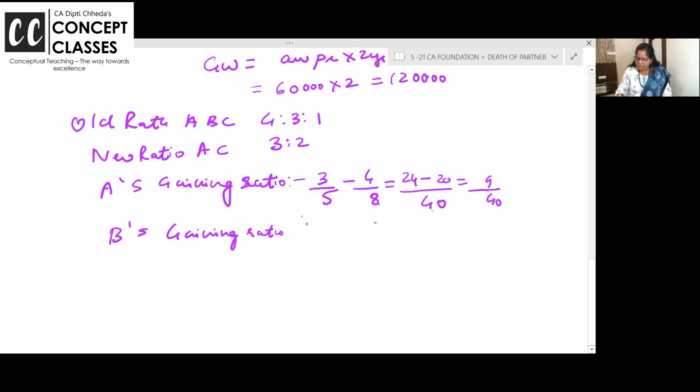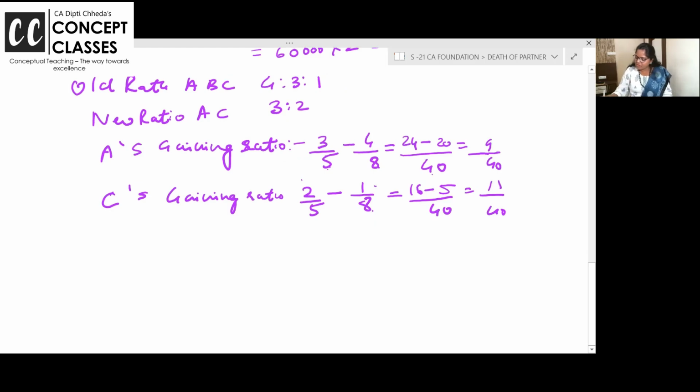B का gaining ratio कितना है? B नहीं, sorry, C. B is retiring. C. 2/5 minus 1/8. 40. 5 8s are 40, 8 2s are 16. 8 and 5. So 11/40. So what is the gaining ratio?